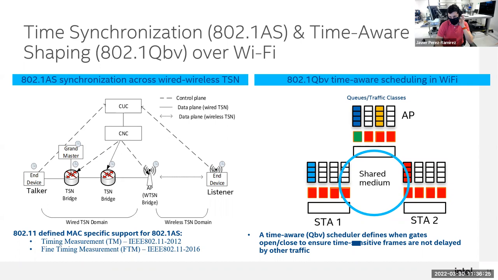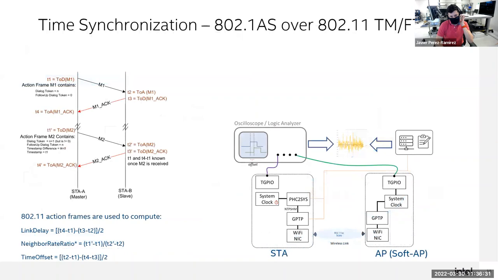This next couple of slides is a little bit more about the capabilities that we've built here in the lab. What you have here is the performance we're obtaining today with respect to time synchronization accuracy. On the left-hand side, you see the time measurement protocol and how it works. You have a set of packet exchanges and collect timestamps T1, T2, T3, T4. Using those timestamps, you can figure out link delay and neighbor rate ratio, and based on that information, you can adjust the clock. The accuracy we're achieving today, in a nutshell, is a single digit microsecond.